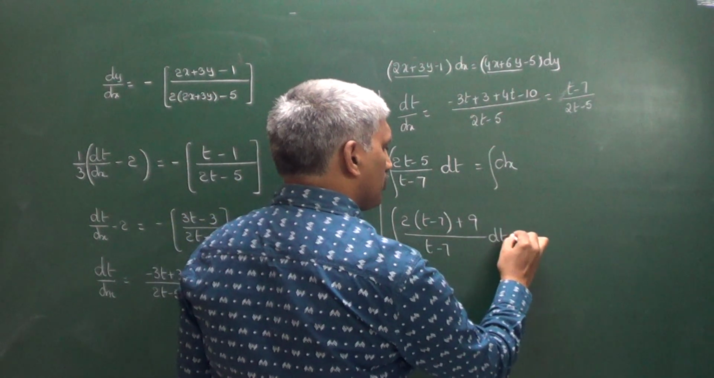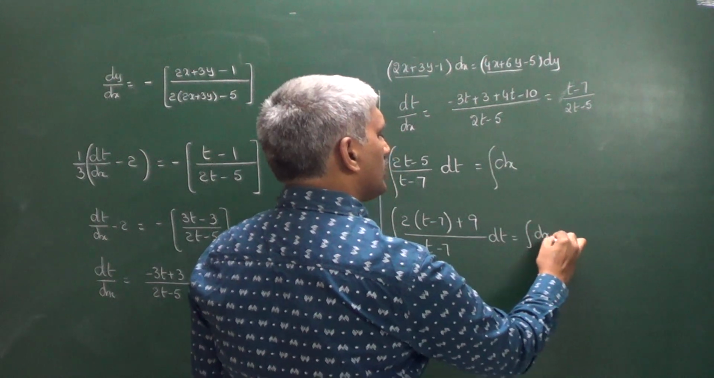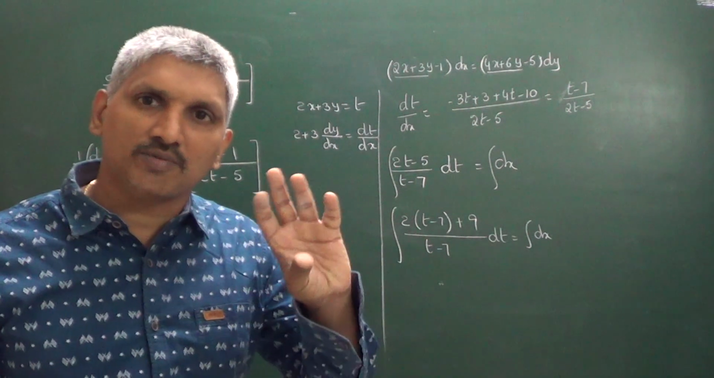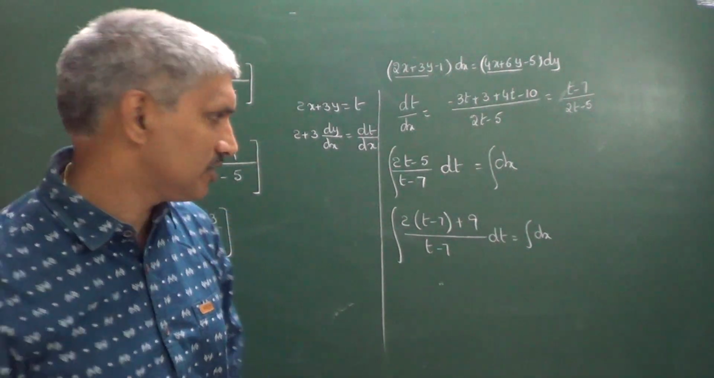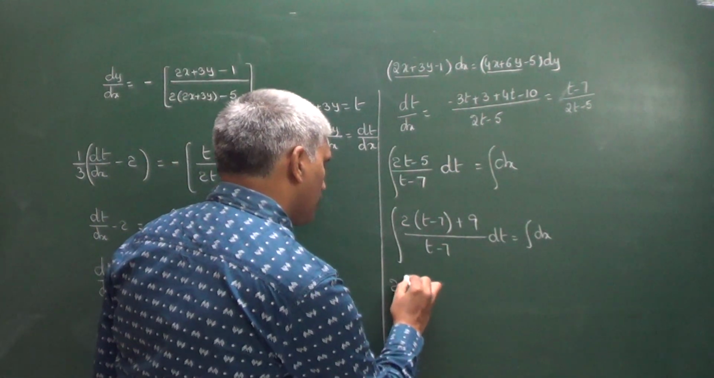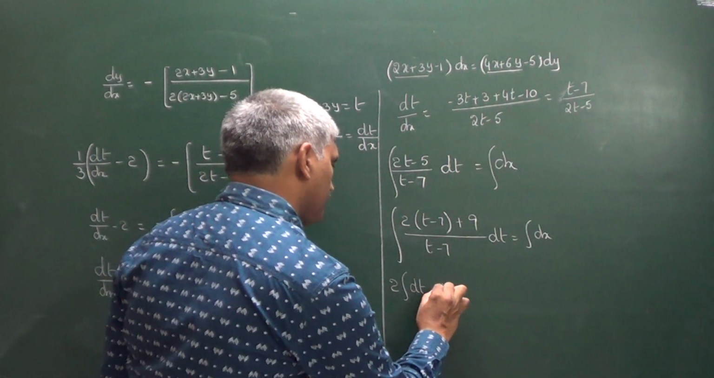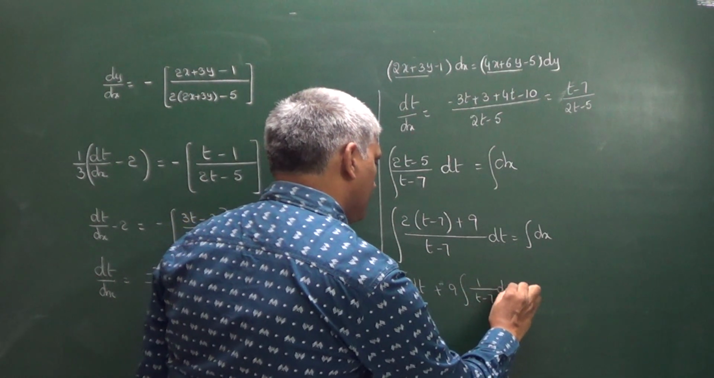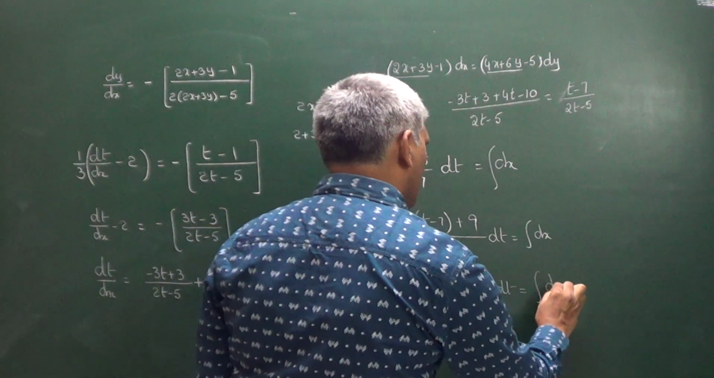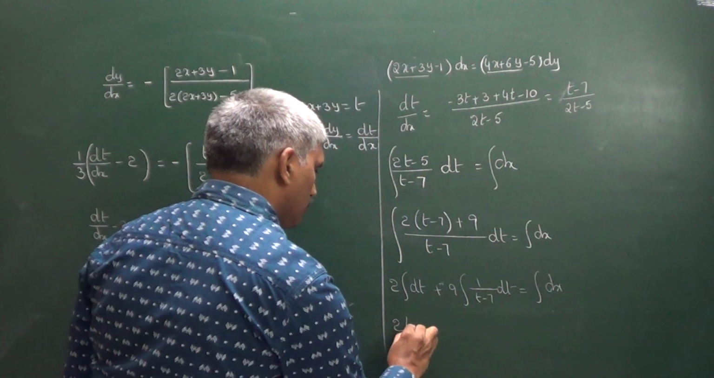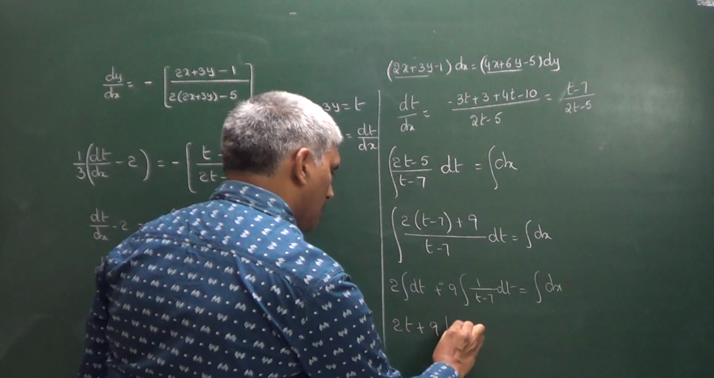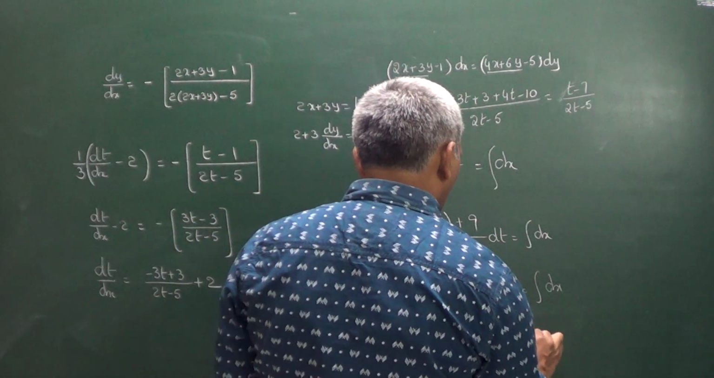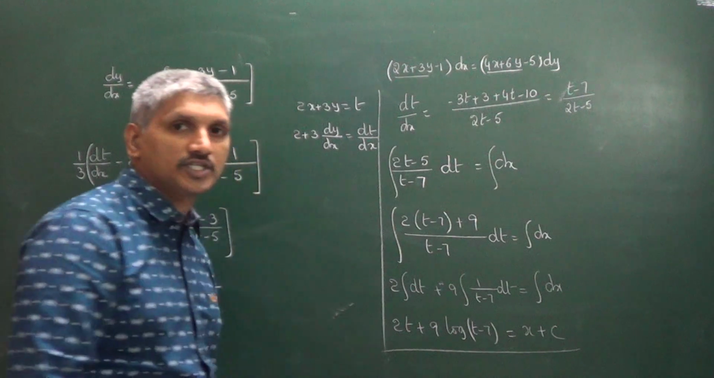How effectively you are able to do the integration, that much effectively we can complete the differential equations. Doing differential equations is just a revision of integration. Now we can write this as 2 into integration of dt plus 9 into integration of 1 by t minus 7 dt is equal to integration of dx. Now we can write this as 2t plus 9 into logarithm of t minus 7 is equal to x plus the constant of integration.